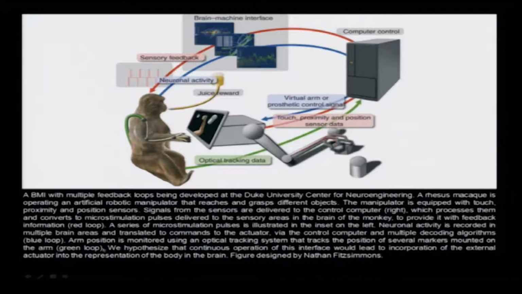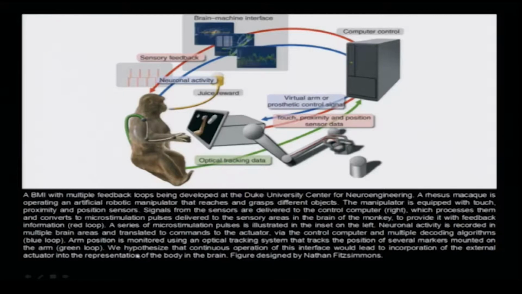The neuronal activity is recorded in the multiple brain areas and translated to commands to the actuators via the control computer and multiple decoding algorithms in the blue loop. This is the blue loop which is involved in it. Arm position is monitored using an optical tracking system that tracks the position of several markers mounted on the arm, or the green loop.